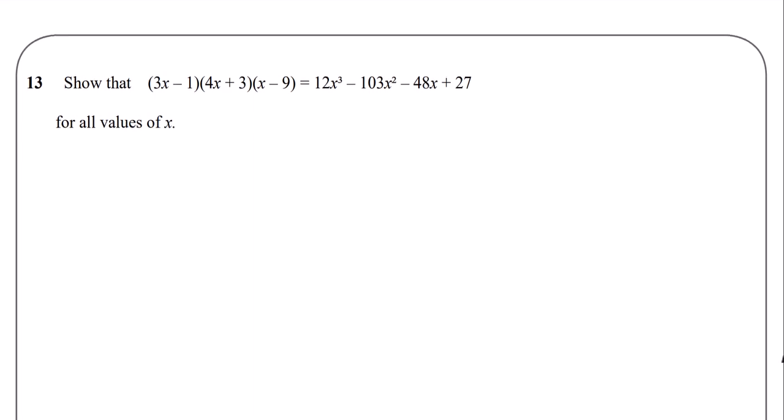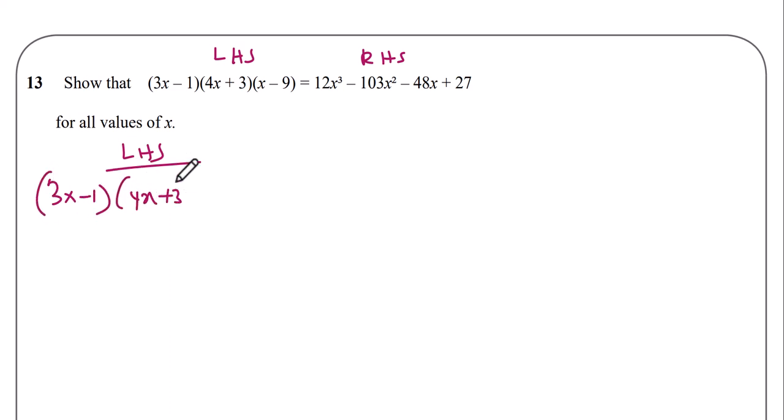Again, we need to show that the left hand side here is the same as the right hand side. To begin, I will do the left hand side, which is (3x - 1)(4x + 3)(x - 9), and begin to expand. Okay, so we begin with 3x minus 1. I think I'll take these two first.